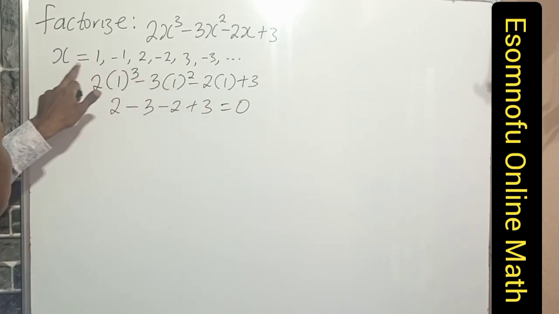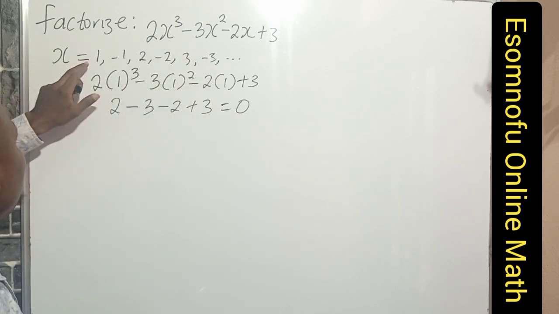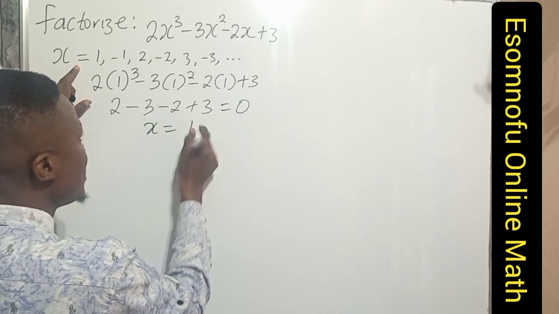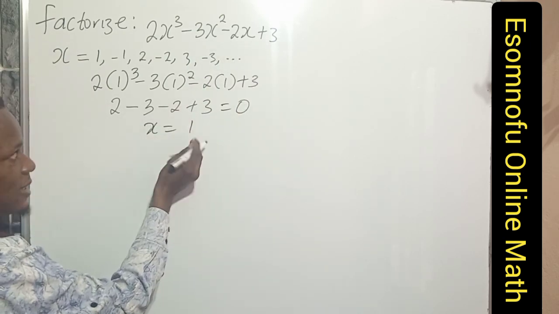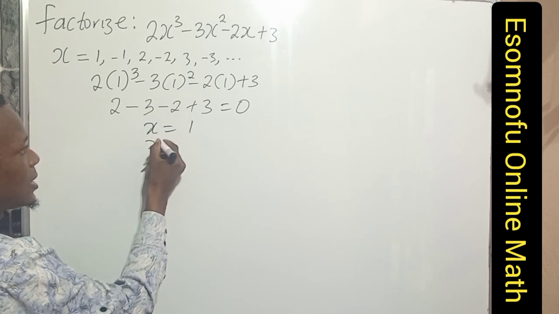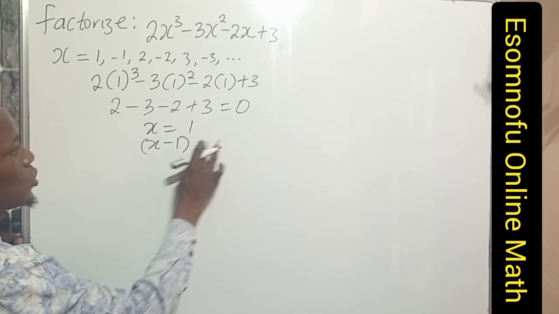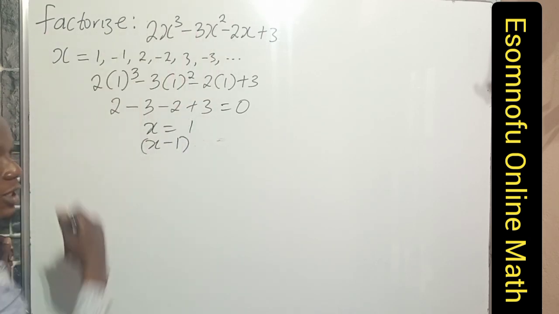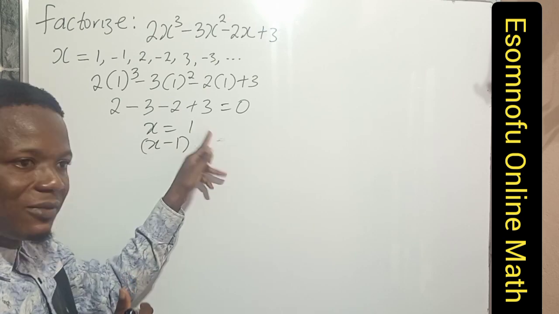So when we put x equal to 1, this turned to 0. Therefore, x equal to 1 is a solution to this. And when this one comes in here, it becomes negative because it is positive. Hence, x minus 1 equal to 0, or just x minus 1 should be a factor of this. So if the value is positive, it is negative. If it is negative, it is positive.